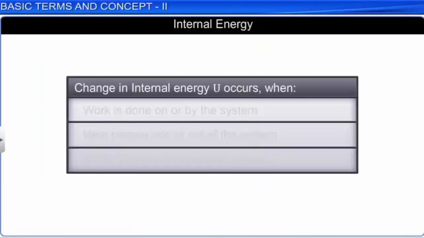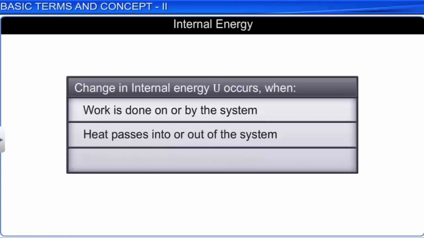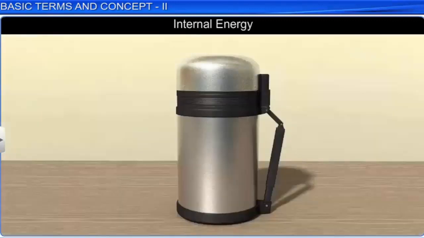Internal energy U changes when work is done on or by the system, heat passes into or out of the system, or matter enters or leaves the system. Let us discuss the change in internal energy brought out by work done on the system.